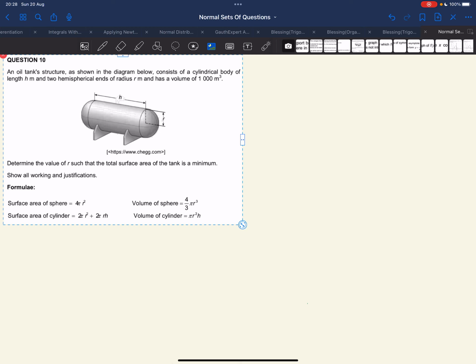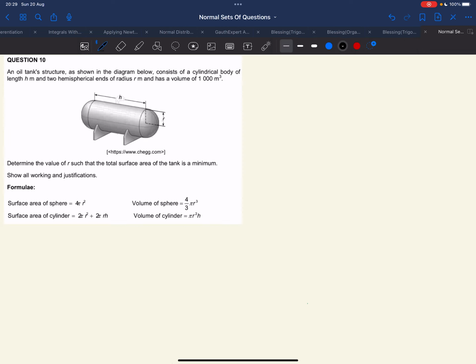Formulas: surface area of a sphere is 4 pi r squared, surface area of a cylinder is 2 pi r squared plus 2 pi r h. The volume of a sphere is 4 over 3 pi r to the third. Volume of a cylinder is pi r squared times h. Now remember, they say that these are hemispherical, so if you were to combine those hemispherical ends, they will actually give you a sphere. And then that's a cylinder there, right?